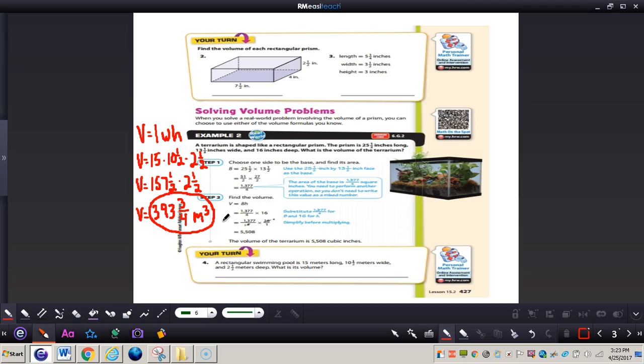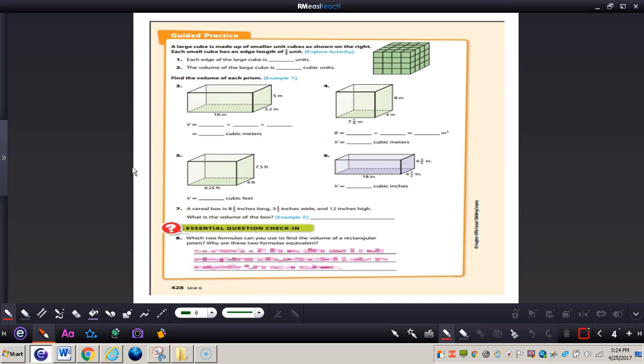So volume: length times width times height. You just plug the numbers into your formula and you can find the volume of that rectangular swimming pool. Now I would like you to work on number 3, and when you're finished you can press play and I'll have the answer for you. So I'd like you to pause the video now. Okay, you can see the answer for number 3 is 160 cubic meters.